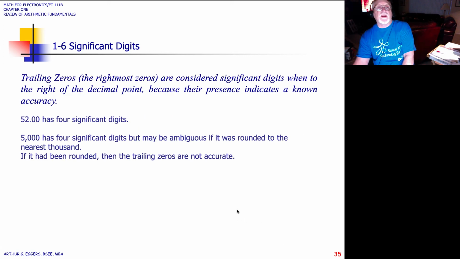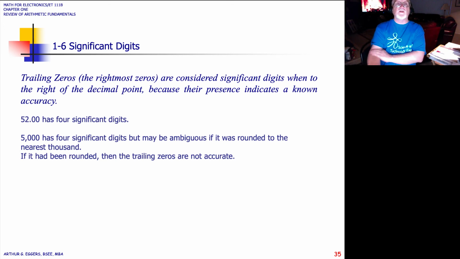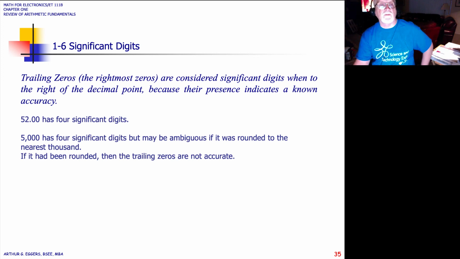In looking at trailing zeros, though, the rightmost zeros are considered significant digits when to the right of the decimal point, because their presence indicates a known accuracy. So you have to be mindful and aware of these digits when you're dealing with trailing zeros. In this case, 52 with the 2 trailing zeros makes all 4 of those significant digits. I know it can get confusing, but it's something you just have to remind yourself of. Go back to the rules if you get confused.